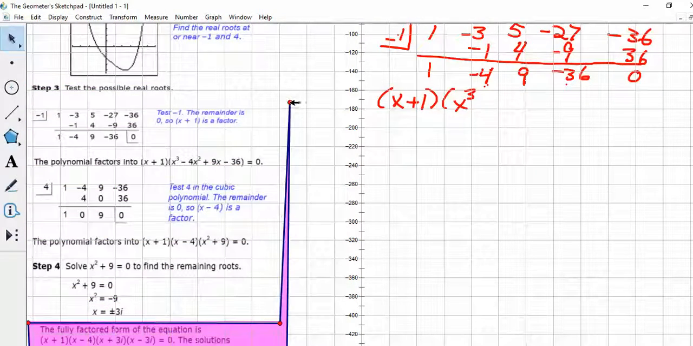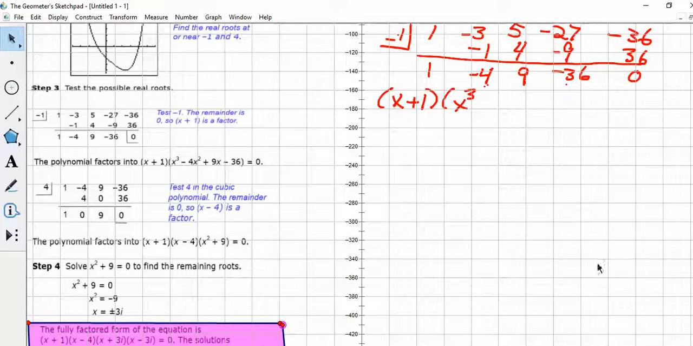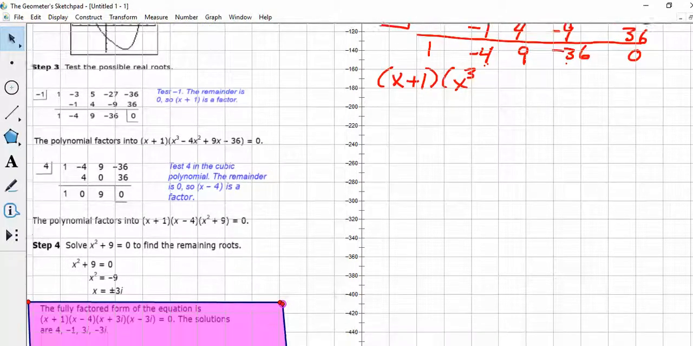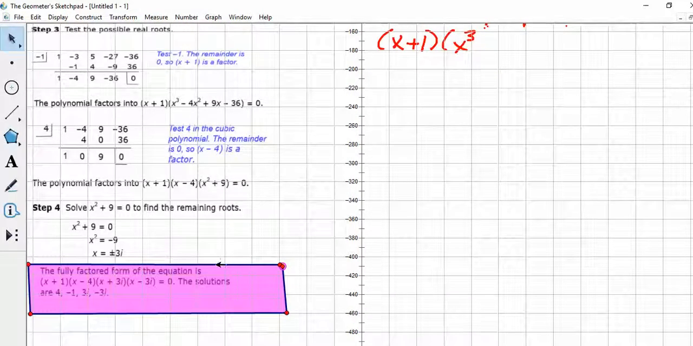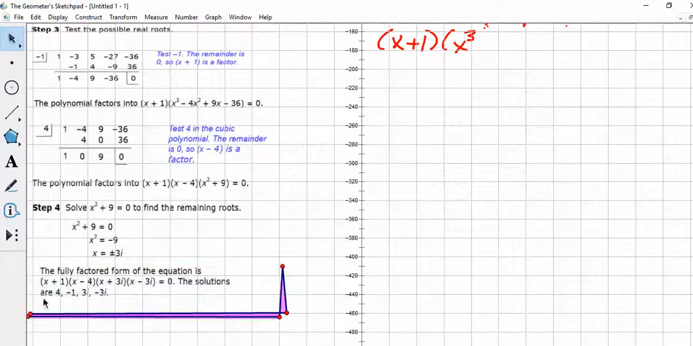So we had found our complex roots, and then that means that our fully factored form of this would be x plus 1, x minus 4, x plus 3i, x minus 3i equals 0. And the solutions, which is our roots, would be 4, negative 1, 3i, and negative 3i. You can't see the 3i and the negative 3i in the graph, but you can see the real roots of 4 and negative 1. And that's how you would do this problem and how you do similar problems to this.